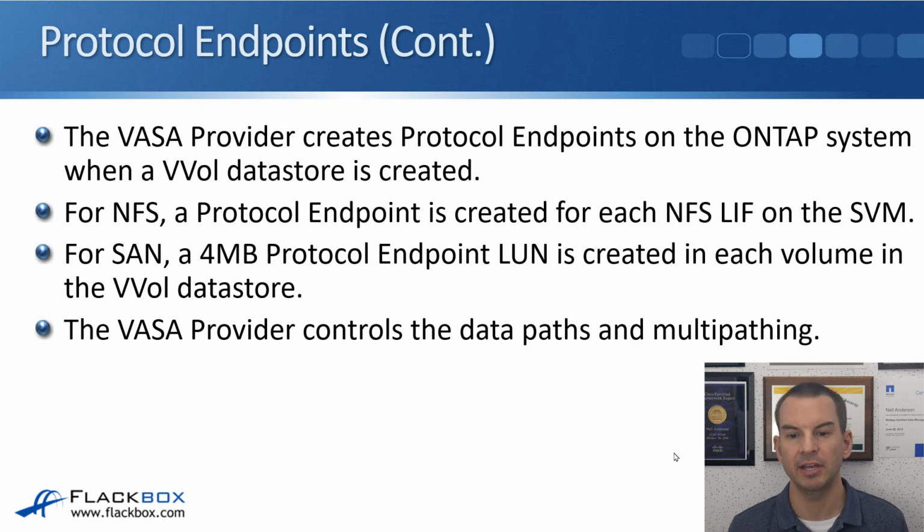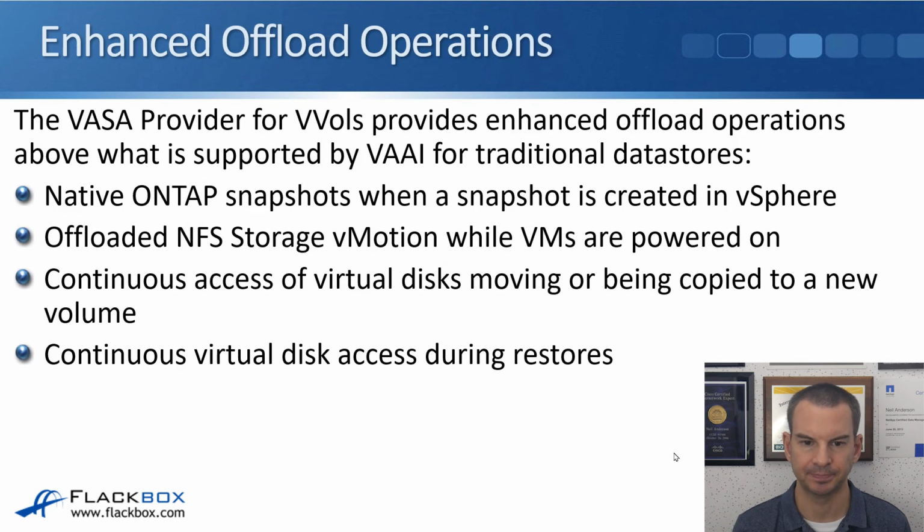The VASA provider creates the protocol endpoints on the ONTAP system when a VVol Datastore is created. For NFS, a protocol endpoint is created for each NFS LIF in the SVM, and for SAN, a protocol endpoint LUN, which is 4 megabytes in size, is created in each volume in the VVol Datastore. So you'll see this when I do the lab later, that when I provision the VVol Datastore using a SAN protocol, the 4 meg protocol endpoint LUNs are going to show up in the LUNs page in System Manager. The VASA provider controls the data paths and the multipathing.